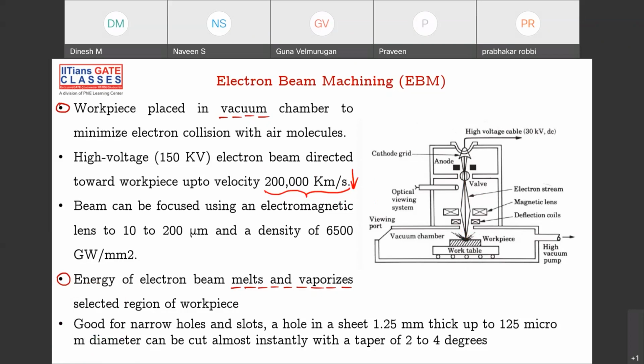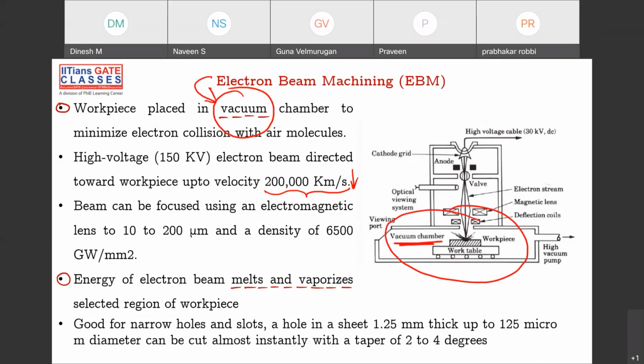To reduce that obstruction, you perform this whole electron beam operation in vacuum, because the other elements should not obstruct the electron beam. It should have as much speed and velocity as possible. So please remember, electron beam machining is performed in vacuum. The whole setup is kept in a vacuum chamber.